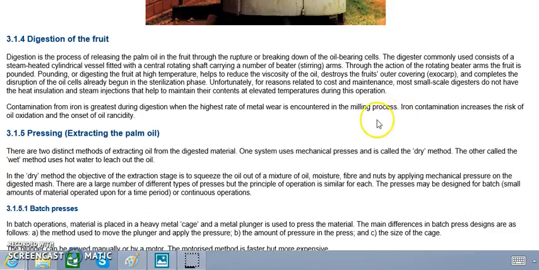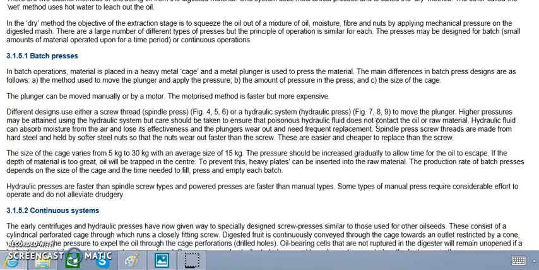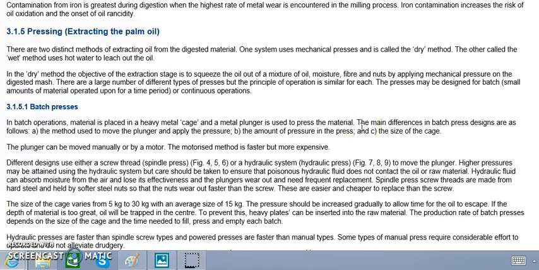So we are going on to pressing. That means you're extracting the palm oil. So you've actually beaten it, pounded it into a paste. Now it's time for you to press and extract the oil from the digested material. One way you do that is to use mechanical presses, and they call that the dry method. The other way is to use the wet method, which involves the use of hot water to leach out the oil. Oil and water don't mix. So when you put in the hot water, the oil will float up and you can take it out.